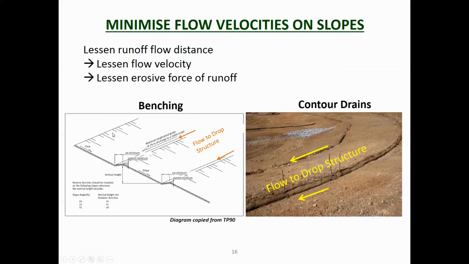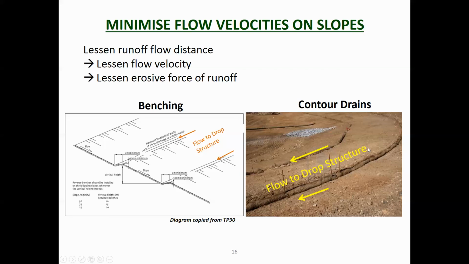flow. Now if you didn't have the bench there, then the water would be flowing straight down, and it would develop a lot of velocity and a lot of erosive power by the time it got to the bottom. So what we're doing there is lessening the distance it flows, and therefore the velocity. And so once we get it there, then we need to divert it across the site to a drop structure, which will then drop it down to the level of the silt pond.